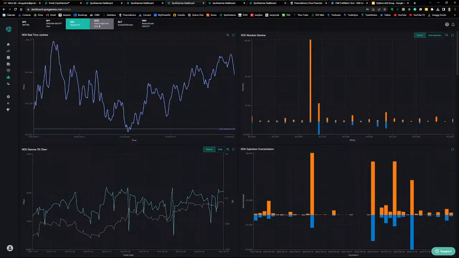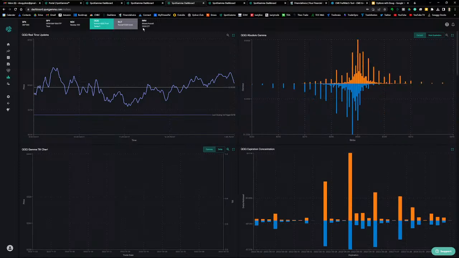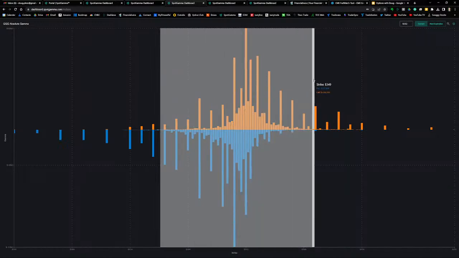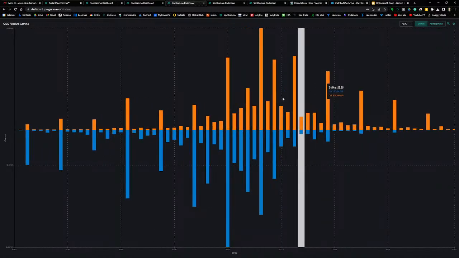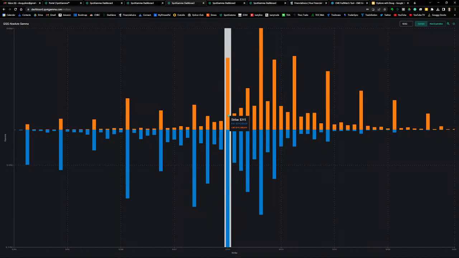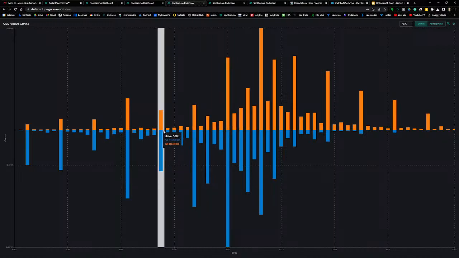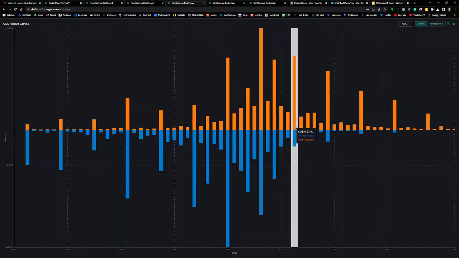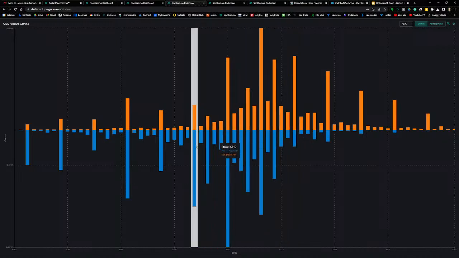Then let's take a look at QQQ. And we'll zoom in here. So for QQQ, 315 is the key gamma strike. And then the put wall is at 310, and then the call wall remains at 325. So there's the ceiling and the floor for QQQ.